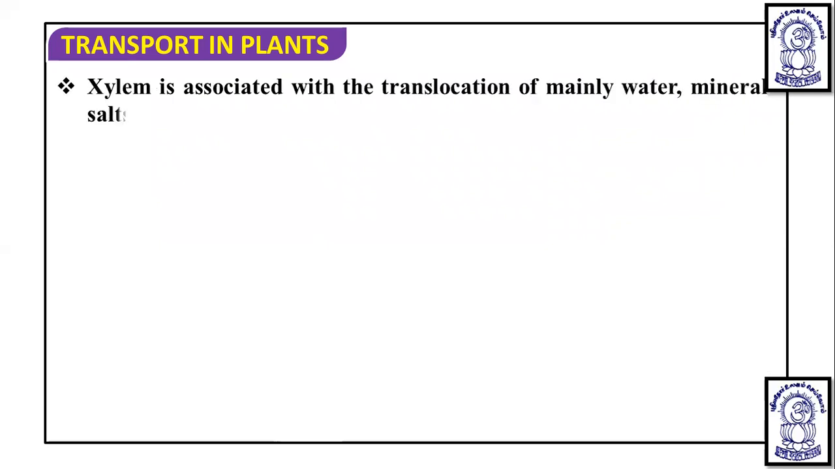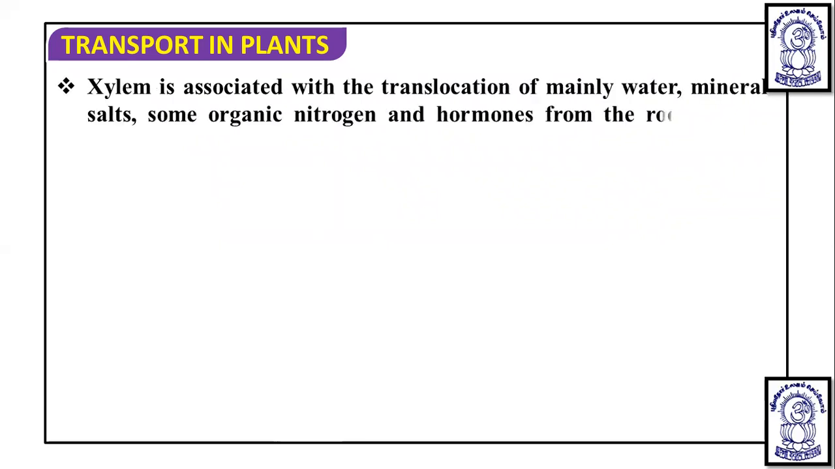And we know that xylem carries out transport of mainly water and minerals. So xylem is associated with the translocation of mainly water, mineral salts, some organic nitrogen, and hormones from the root to the aerial parts of the plant. This you should remember. They will ask a question: which components move through this xylem? So mainly water, minerals, some organic nitrogen, not inorganic, organic nitrogen. Okay, so it is not that inorganic molecules will move through xylem. Organic can transport.